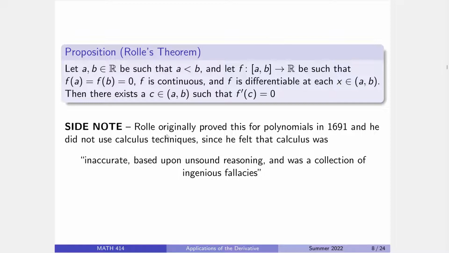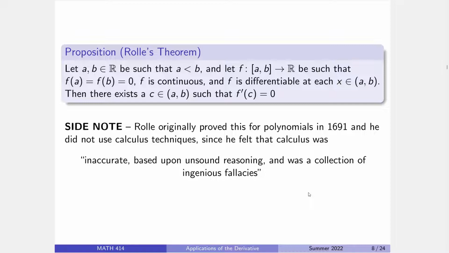Specifically, this is a Wikipedia quote. Who knows how true this is? Everything on the internet's true. Rolle said that calculus was inaccurate, based upon unsound reasoning, and was a collection of ingenious fallacies. Which, if you're taking calculus, is pretty true. Definitely the unsound reasoning part. I mean, he's not wrong.